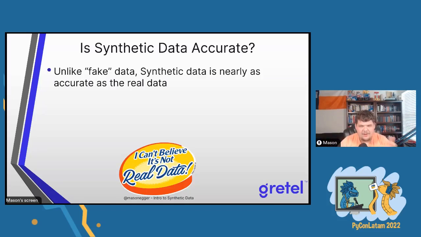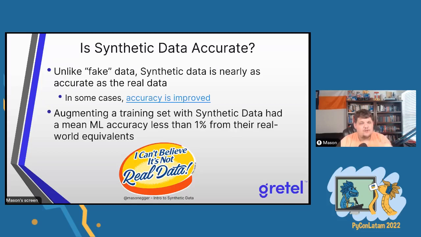So is synthetic data accurate? Actually, the short answer is yes. The long answer is, unlike fake data, synthetic data is nearly as accurate as the real data, and in some cases there's improved accuracy. You can check out this blog if you want to know more about that. But augmenting a training set with synthetic data had a mean machine learning accuracy within 1% of the real world equivalent. So yes, synthetic data can be nearly as accurate.